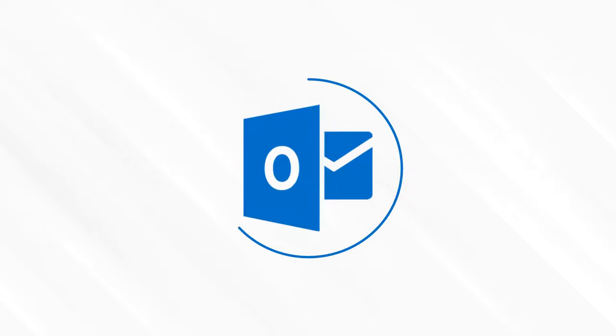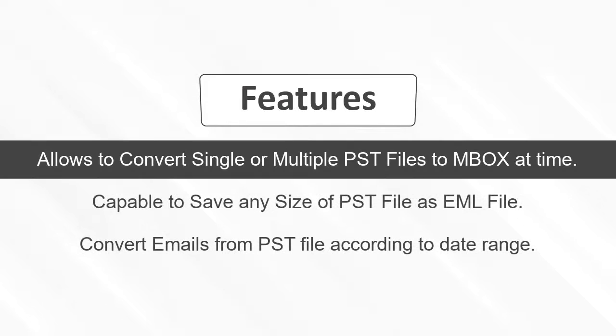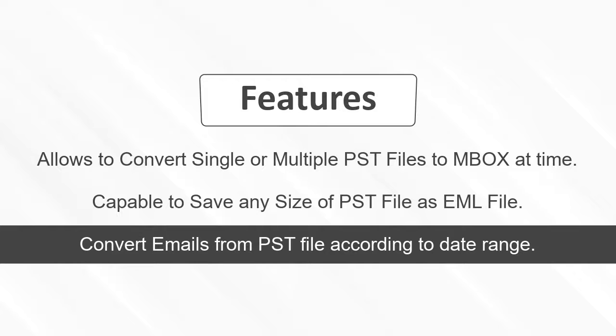If you want to convert emails from an Outlook PST file to EML file, then try the Cigati PST Exporter tool. Software features: allows you to convert single or multiple PST files to MBOX at a time. Capable of saving any size of PST file as EML file. Convert emails from a PST file according to date range.